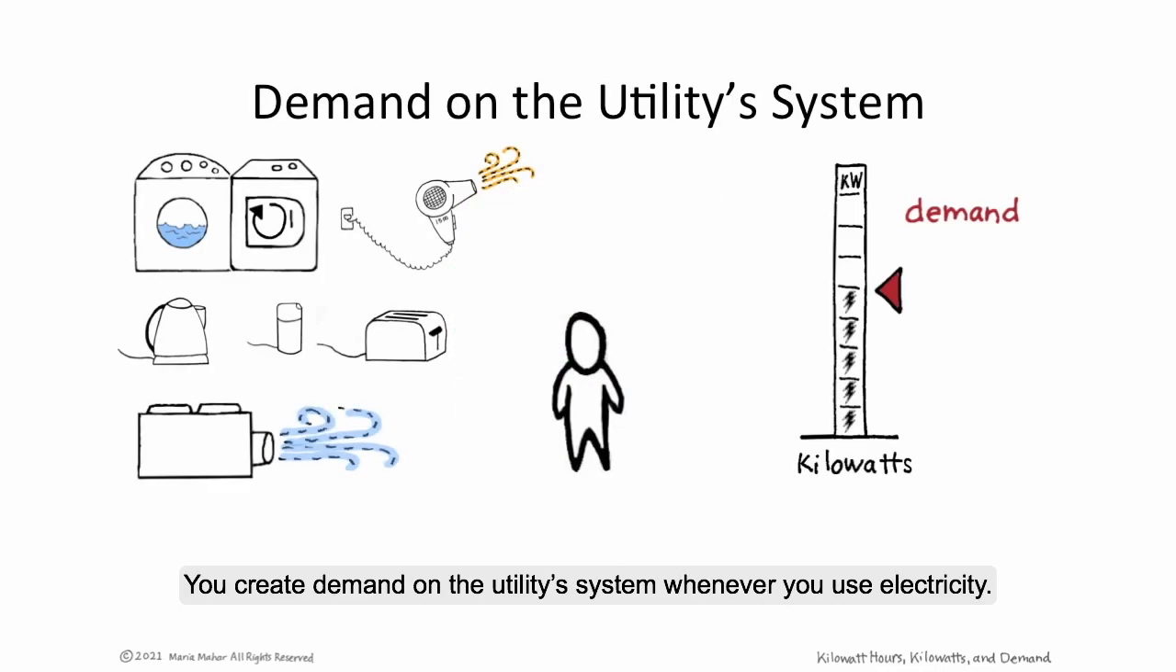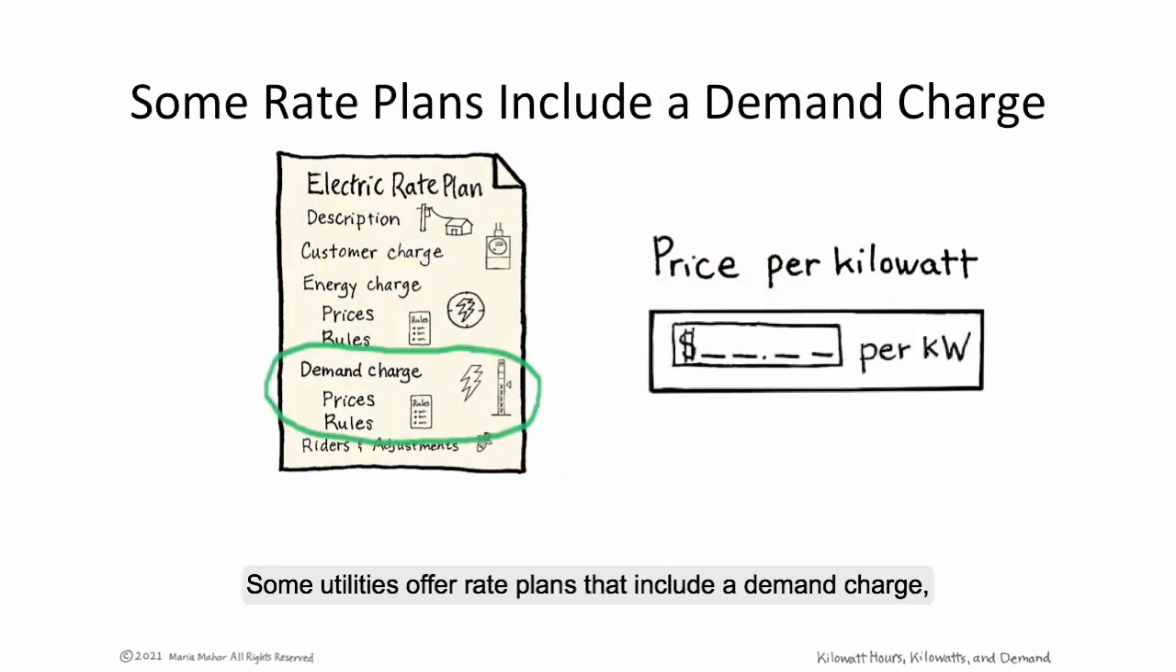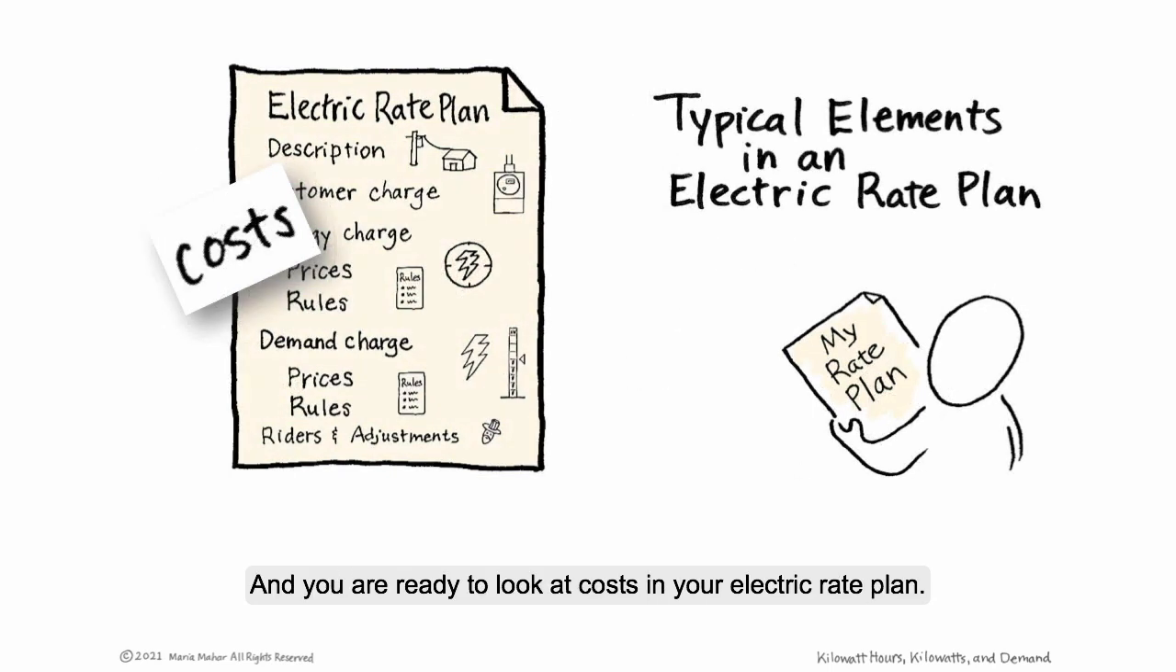You create demand on the utility system whenever you use electricity. Demand is measured in kilowatts. Tracking and recording demand typically requires a digital meter. Some utilities offer rate plans that include a demand charge, which includes a price per kilowatt and rules. That's it. You now have a working understanding of kilowatt hours, kilowatts, and demand as they apply to your electricity use. And you are ready to look at costs in your electric rate plan.